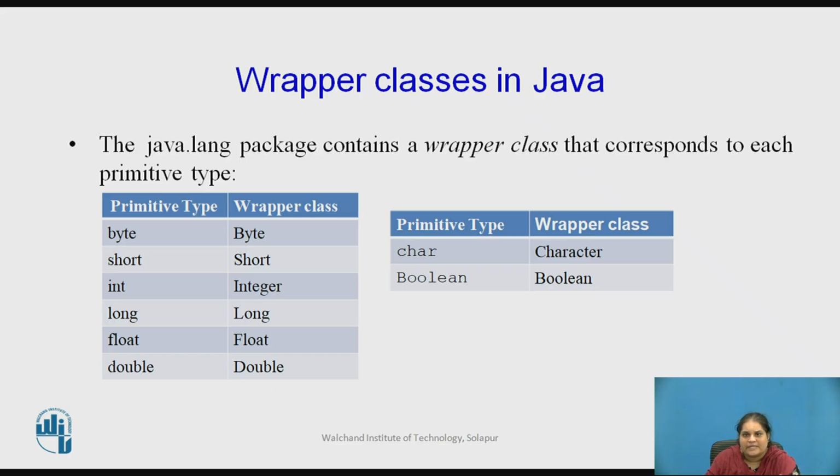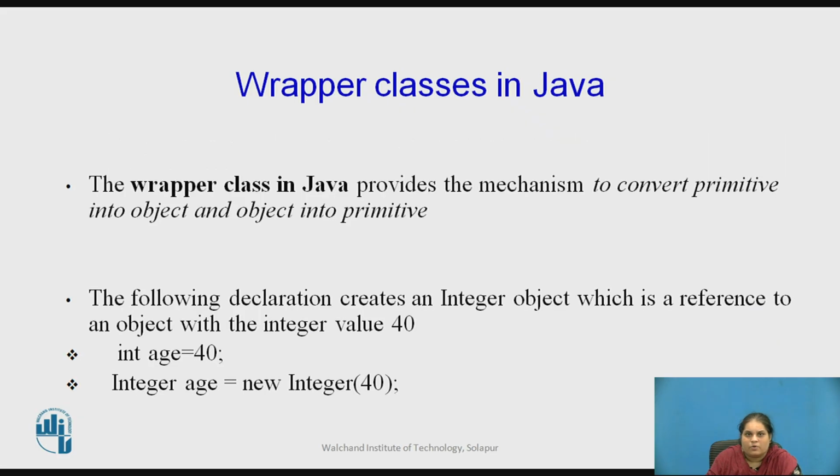If we take the first example, byte, the primitive type starts with a small letter, and its wrapper class starts with a capital letter. All these wrapper classes are present in the java.lang package. Packages in Java are nothing but places where we store our inbuilt classes, so we can use them ready-made in our program. The wrapper class in Java provides the mechanism to convert a primitive data type into an object and an object into a primitive data type.